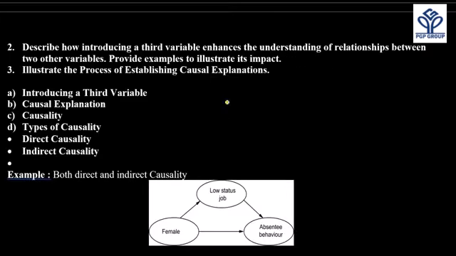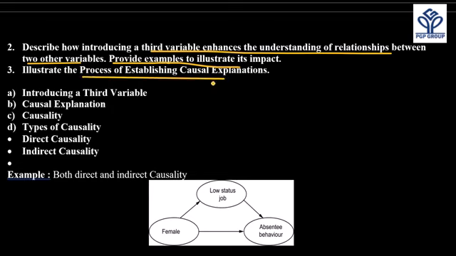Describe how introducing a third variable enhances the understanding of the relationship between the other two variables. Provide an example to illustrate its impact, or illustrate the process of establishing causal explanations. The question is about the 3 variables. I'm going to introduce the third variable. What is a third variable? What is a causal explanation? This is the first question, I think, in part A.